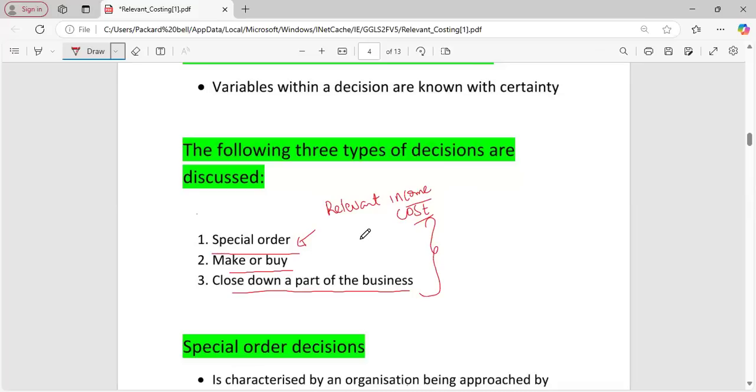So if a question says assess whether, these are the types of questions that you'll come across. Assess whether ABC should accept the order.